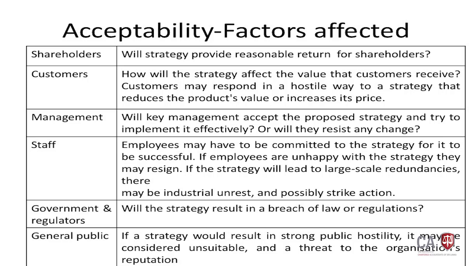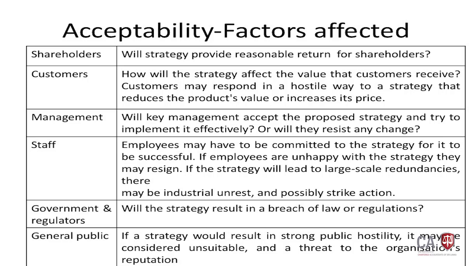Now, you know what acceptability is. Under acceptability we check whether the proposed strategy meets the expectations of the stakeholders. We will check different types of stakeholders here. We will try to cover the main stakeholder groups and check whether their expectations are met by the proposed strategy. So, we will consider a few stakeholder parties like shareholders, customers, management, staff, government and regulators, and the general public. From the shareholder point of view, what is the main objective of the shareholder?